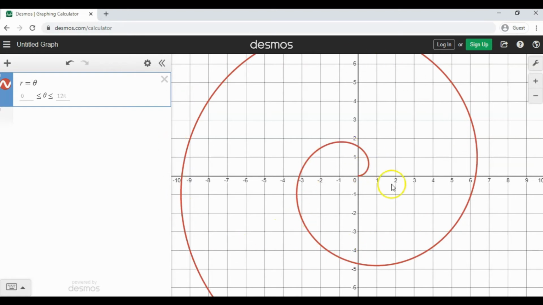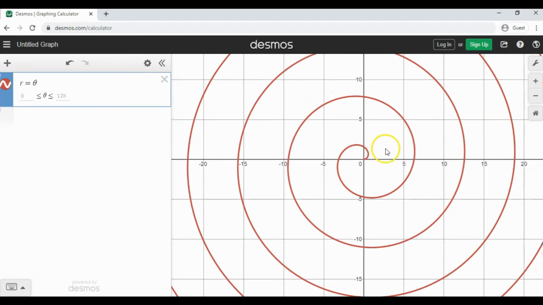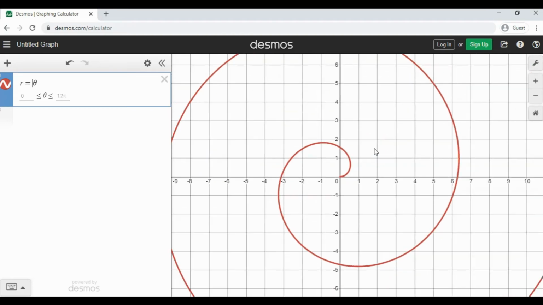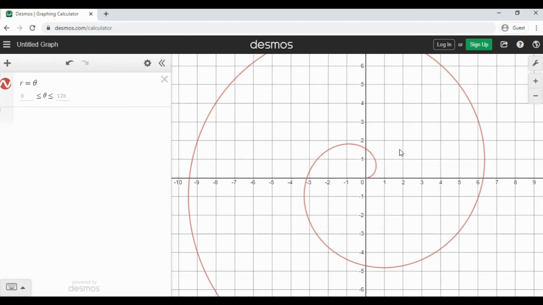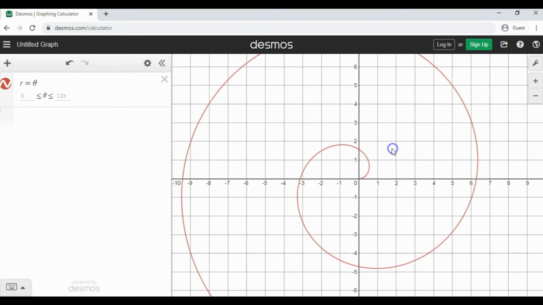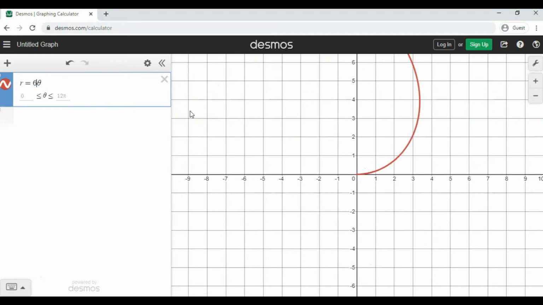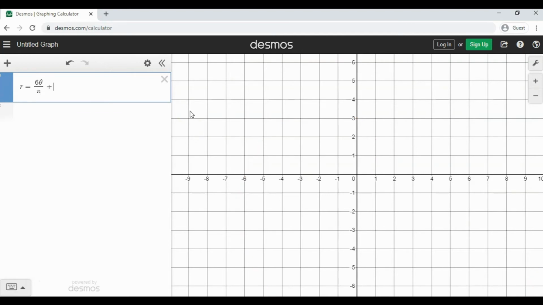This creates a sort of spiral, and that's oftentimes what you see in a lot of polar graphs: you'll see interesting spirals or other weird kinds of shapes. And that's what we're going to look at right now, some of the weird shapes that you can see with polar graphs. We're going to turn this into 6 theta over pi. So I type in pi and I get pi plus 1.